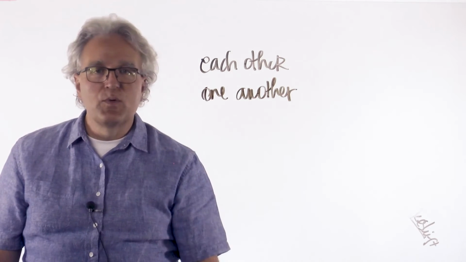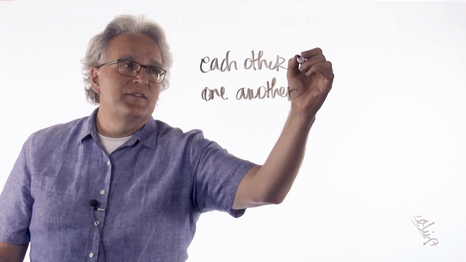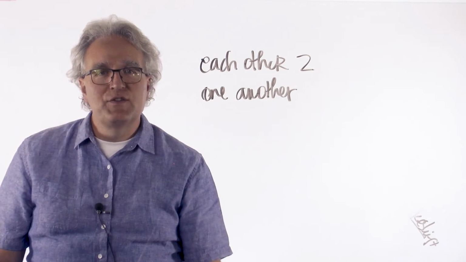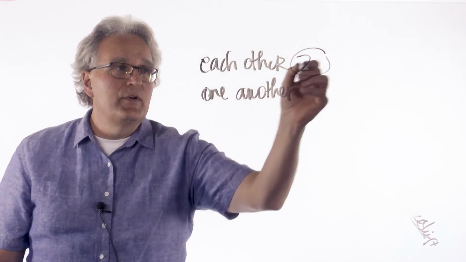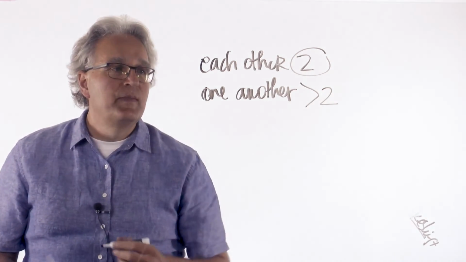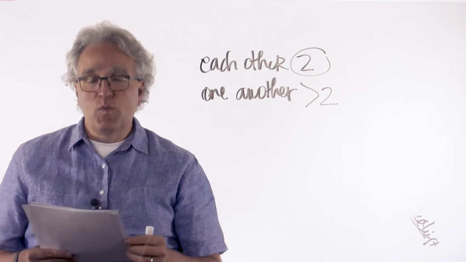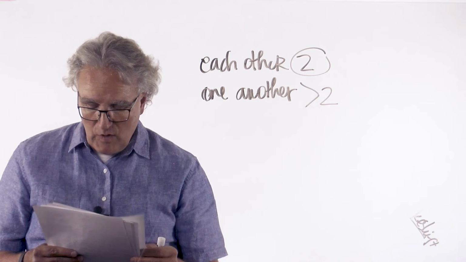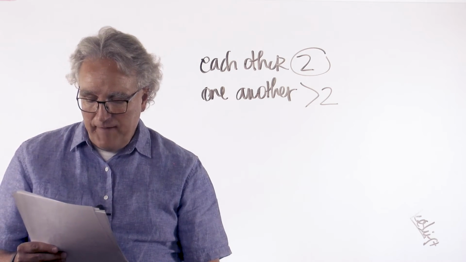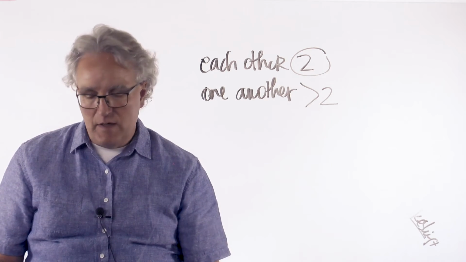And there's a very simple rule to follow with each other and one another. If you have less than or equal to two, you're going to go with each other. So if you have two people you're talking about, it's each other. If you have greater than two, so three or more, then you're going to use one another. So a husband and wife should love each other, and in a family, everyone respects one another.